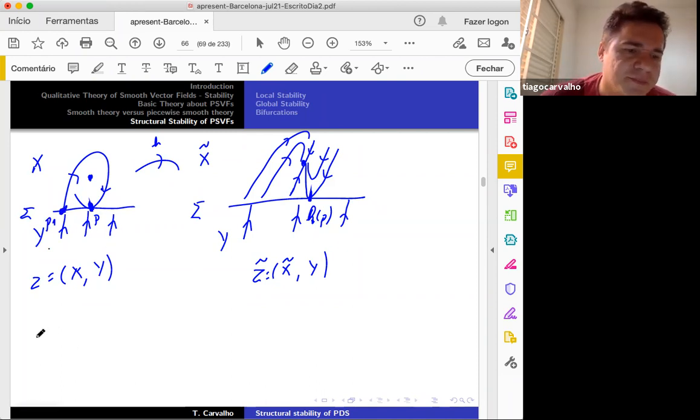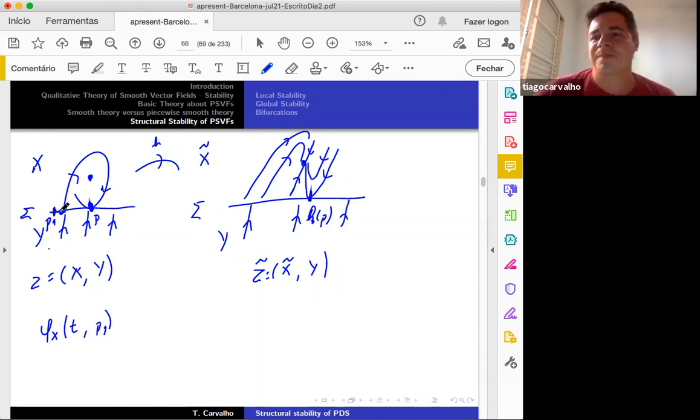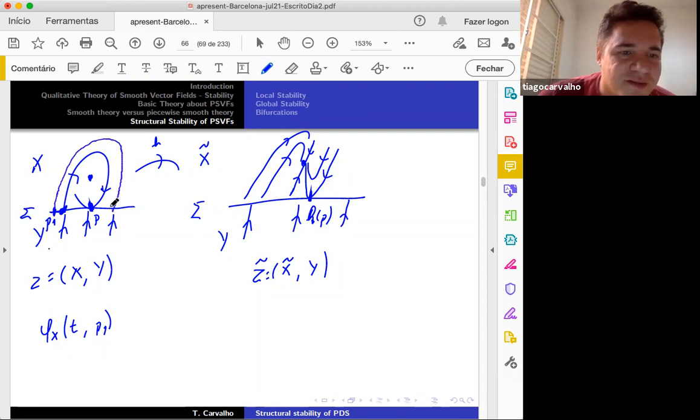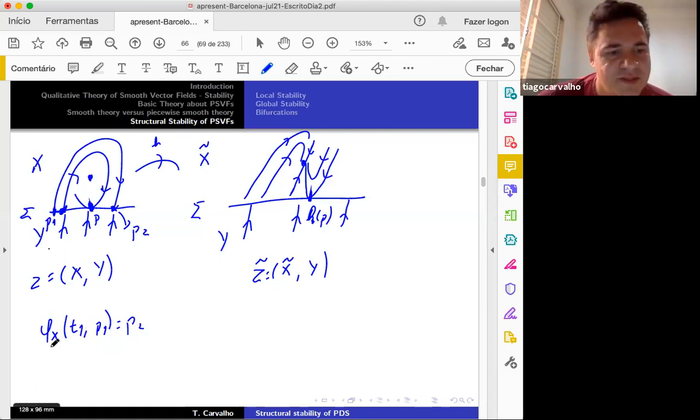Let's take P1 here, at the left of what I drew before. If you take the X orbit through P1, it reaches sigma again at a point P2. So there is a time T1 such that this trajectory will reach sigma. This point P2 has a correspondent here.